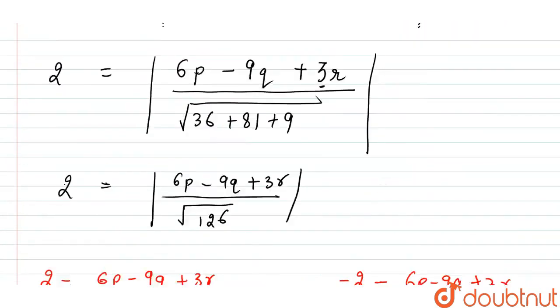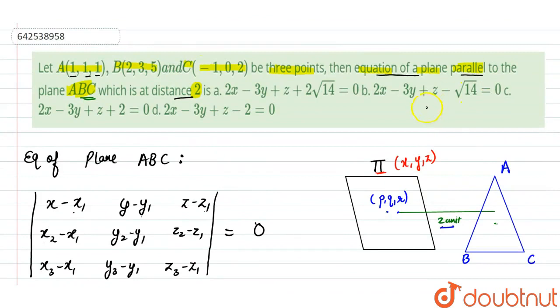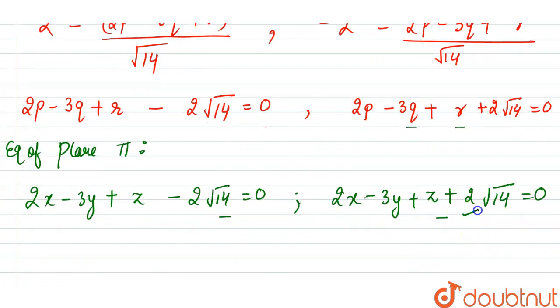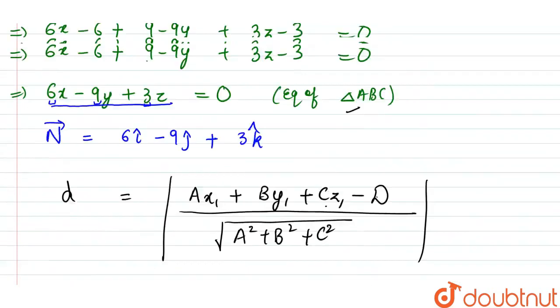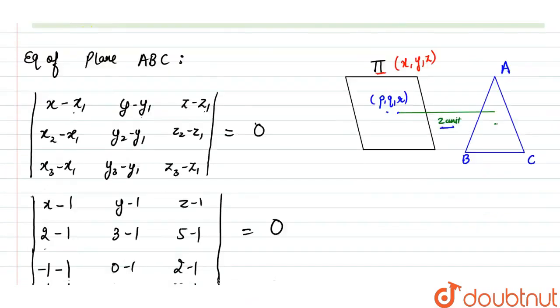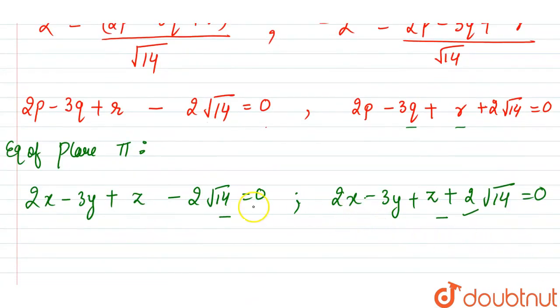So let us look at the options that we have. Option number A, which says 2x minus 3y plus z plus 2 under root 14 equals 0, is one of the equations of the plane. That is the second case that we have. Also, there must be minus 2 root 14. So we can say that out of the two planes, one of them is given in the options. So option number A is correct.